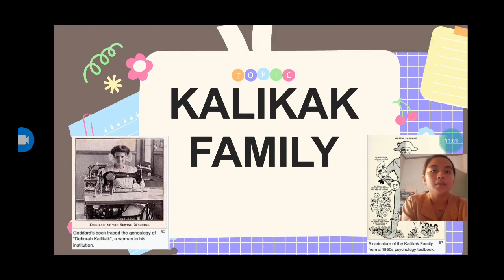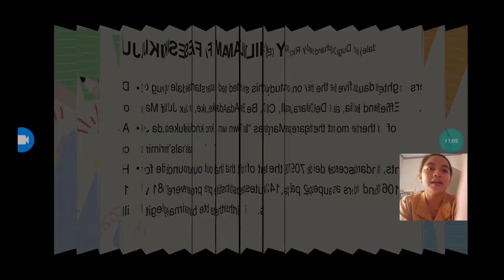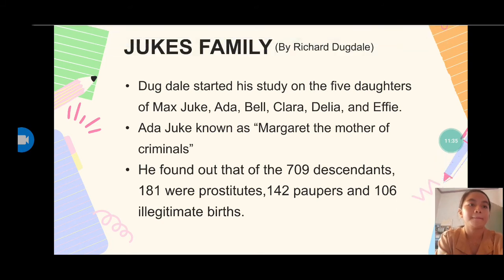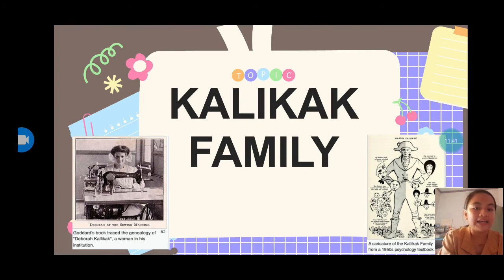Okay, so before I proceed to the Kallikak family, let me add up. Dugdale himself concluded that heredity has a role in mental and physical aspects, and that behavior is shaped by environmental factors. Hence, to him, the combination of environment and heredity is consequential to the social family. Okay, let's proceed to the Kallikak family.